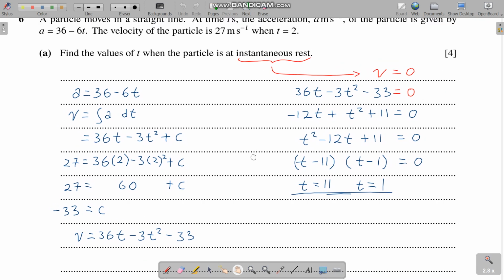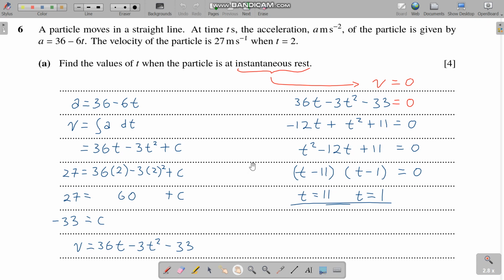To find the velocity function, we integrate the acceleration function. So we integrate the a. This is what we integrate here. The integral is 36t minus 3t squared after we integrate. Don't forget the constant of integration.